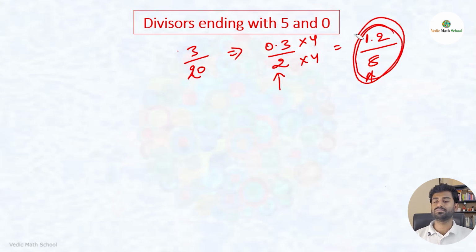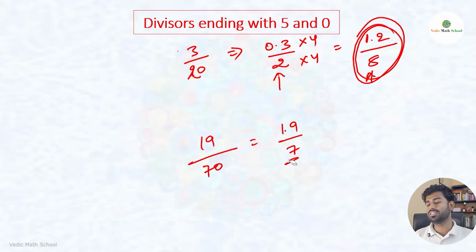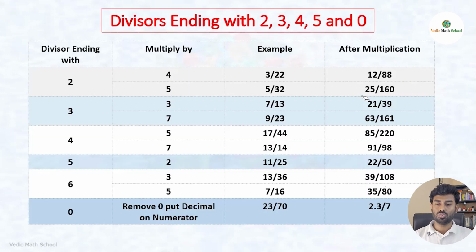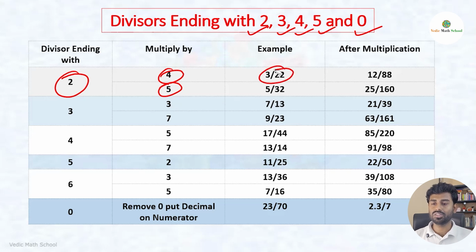Divisor ending with 8. If the number is 19 upon 70, what are we going to do? 1.9 upon 7. So this is ending with 7, and the rule for ending with 7 will apply. You can also multiply with 7, and in that case it will end with 9, right? So this is the way of dealing with 2, 3, 4, 5, 0. If the number is ending with 2, multiply with 4 or multiply with 5. Let's take this example: 3 upon 22, I multiplied with 4, so it will become 12 upon 88.